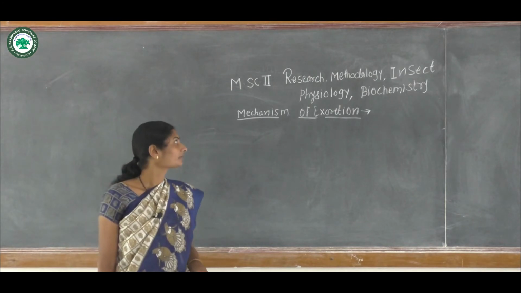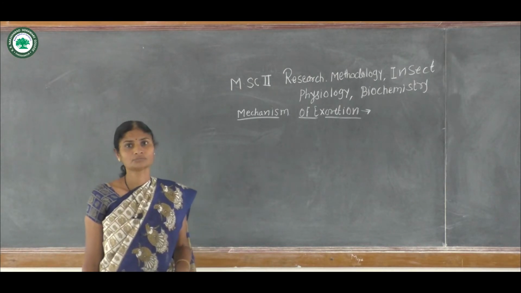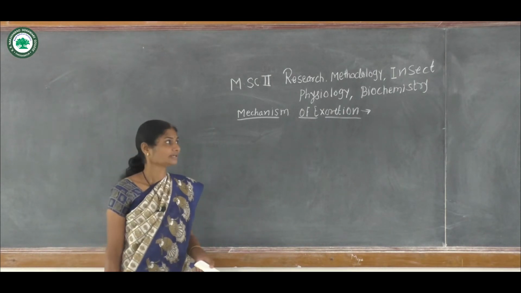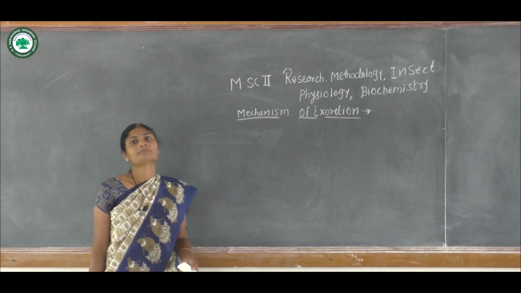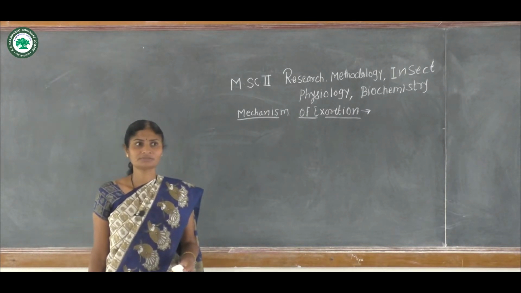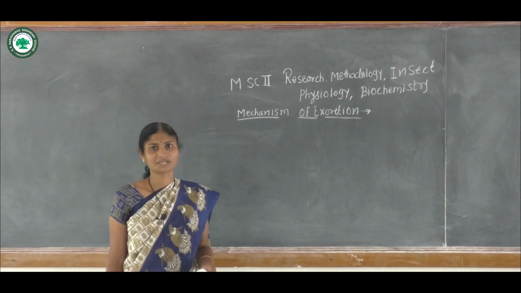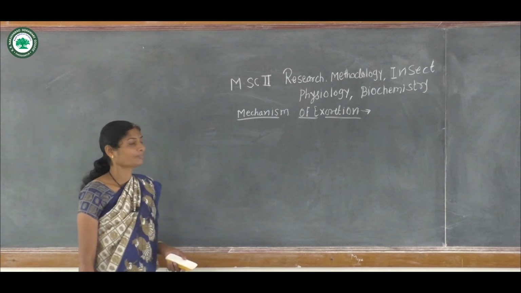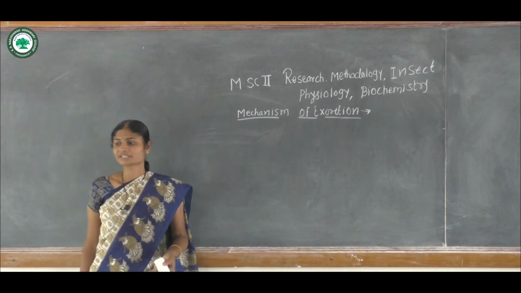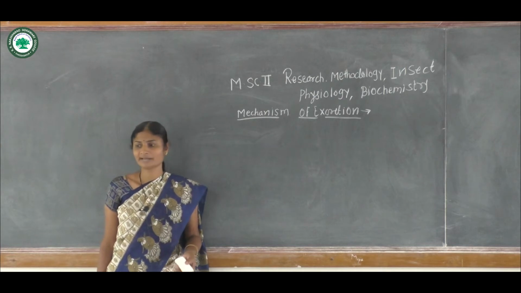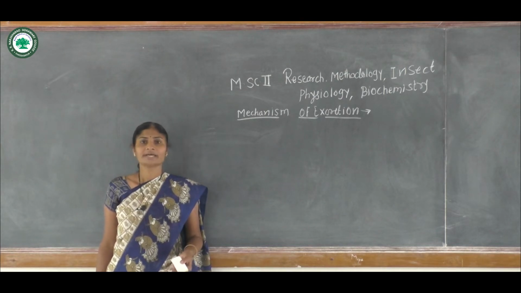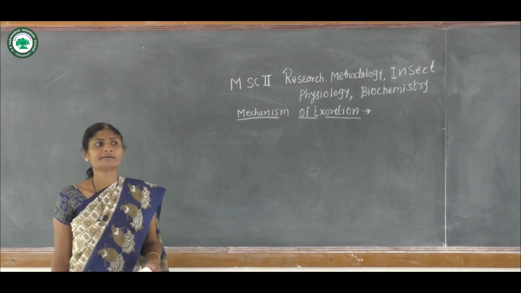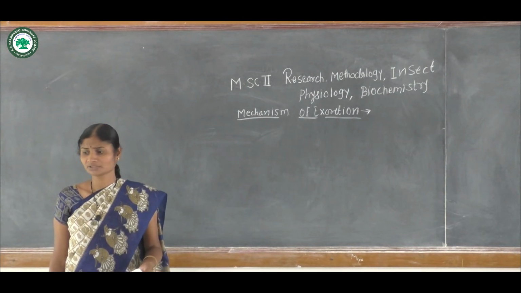Today, in the previous lecture, we studied the excretory system in insects. Under this, we studied types of excretory system and organs involved in excretion. Today we talk about the mechanism of excretion. The excretory system eliminates nitrogenous waste products, excess water, amino acids, and pigments, and maintains their concentration.